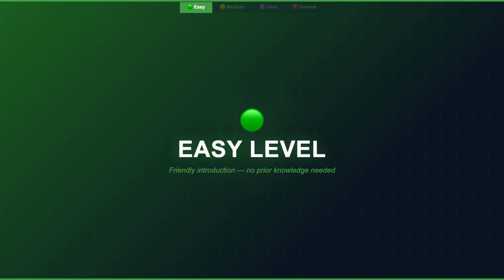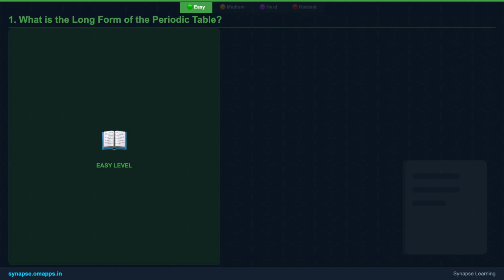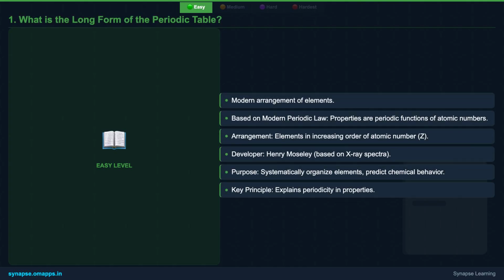Let's begin our exploration with the fundamentals of the long form of the periodic table. It's simpler than you might think. The long form of the periodic table is the modern arrangement of elements based on the modern periodic law. This law states that the properties of elements are periodic functions of their atomic numbers. Instead of atomic mass, elements are arranged in increasing order of their atomic numbers, a concept pioneered by Henry Moseley. This systematic organization helps us understand and predict the chemical behavior of all known elements.